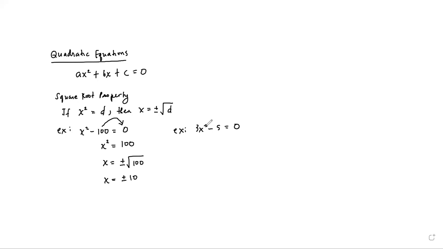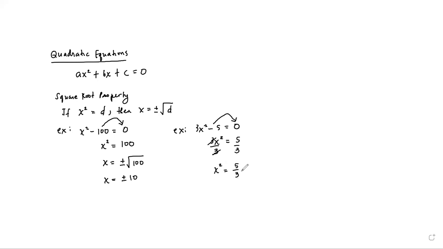So another example for this would be 3x squared minus 5 is equal to 0. So in order to solve for x here, we shall separate x squared from the rest of the coefficients and terms here. And we can do that by transposing negative 5 to the right side. So that gives us positive 5. And then we divide both sides by 3. So this gives us x squared is equal to 5 over 3.